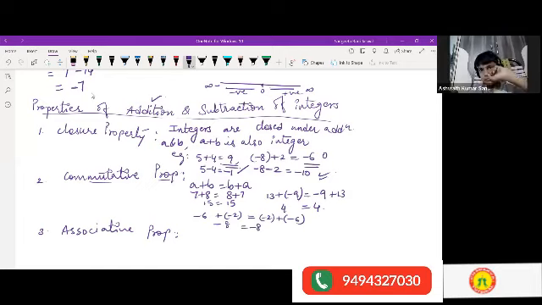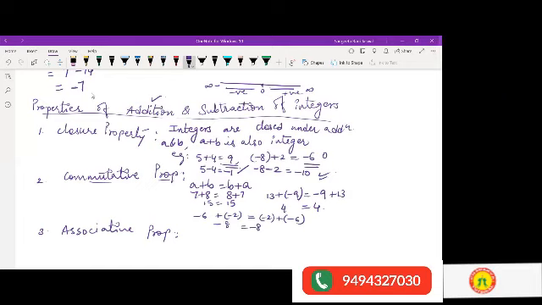So order can be anything. Okay, but your answer remains the same. This is what the commutativity says. Yes, ma'am. Now this was, we did all addition.